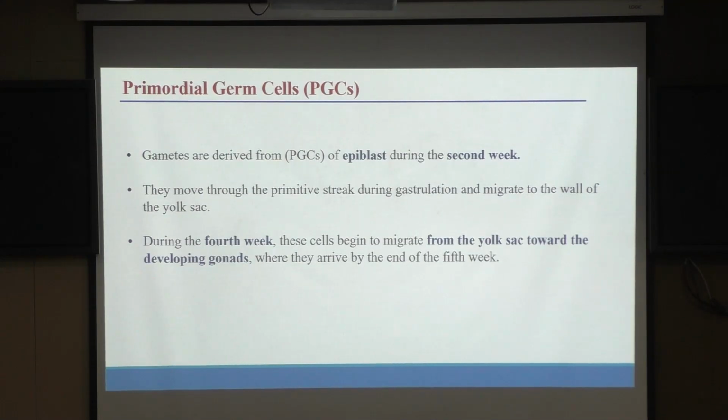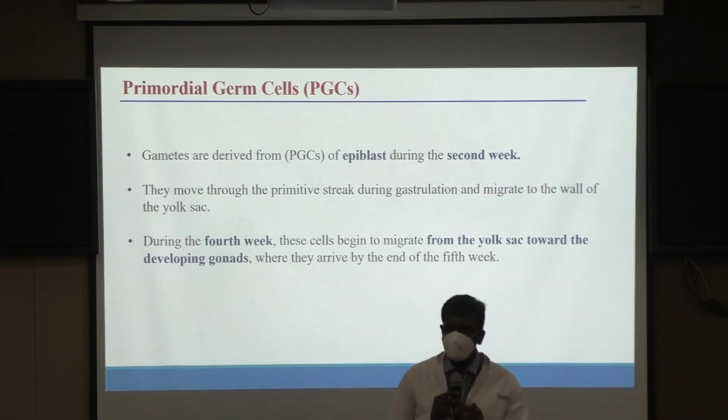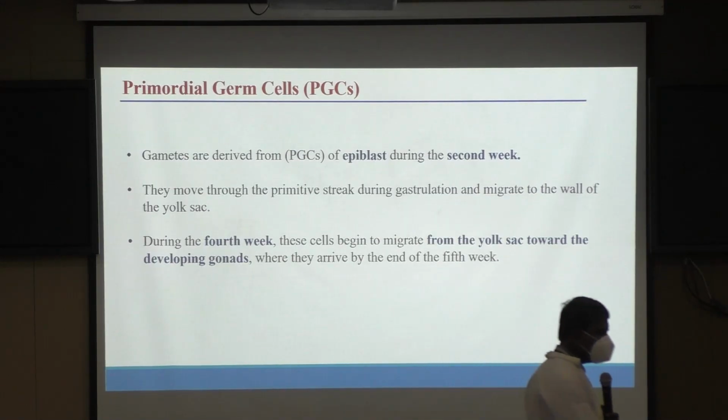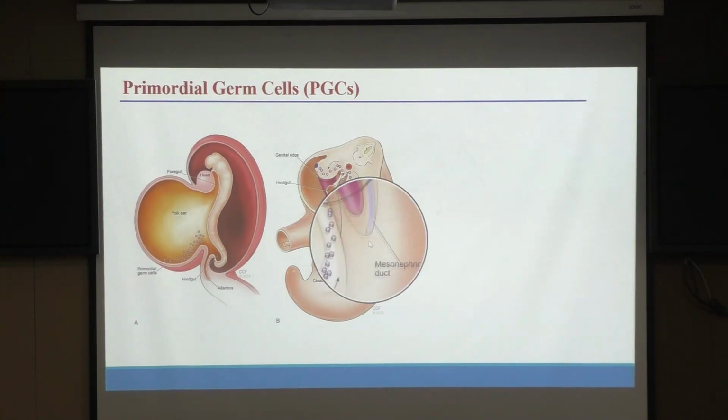So they reach the final destination by the 5th week of development. By that time, there will also be differentiation of the gonads, whether it will differentiate into ovary or into testis. Okay, fine. So the gametes are developed from which group of cells? Primordial germ cells. Primordial germ cells develop from the 2nd week, and they reach the destination by the end of 5th week. Okay, so this is just a picture showing how it happens.